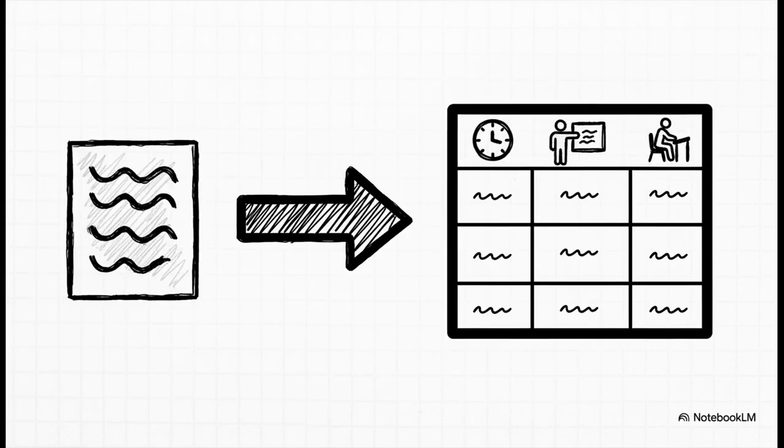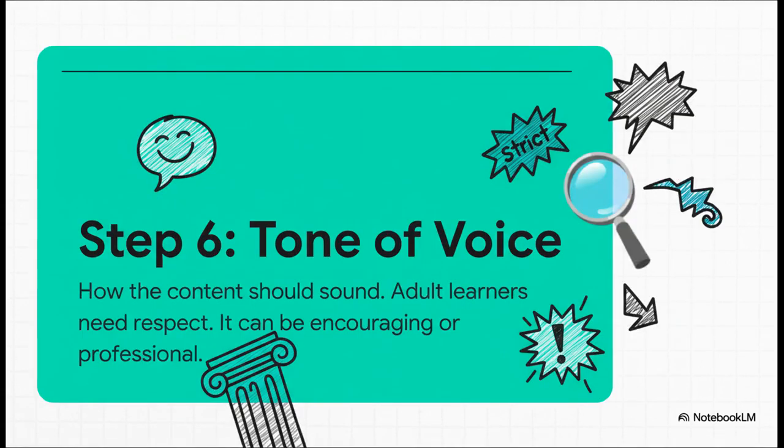And this just brilliantly shows that control in action. You're not just going to get a giant wall of text. You're demanding a neat, organized table with specific columns that you want. This is how you get a resource that you can actually use the second you get it with no extra work. So let's move on to step 6, tone of voice.